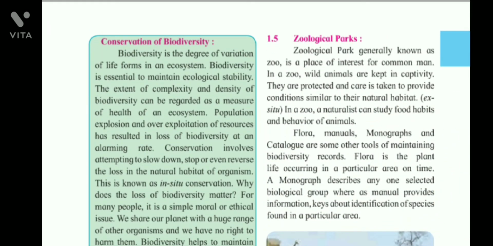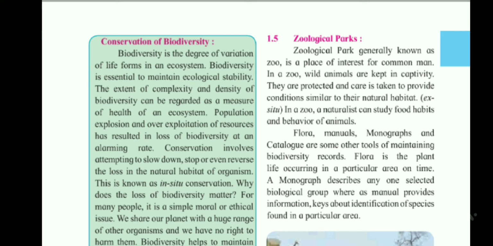1.5 Zoological parks. A zoological park, generally known as a zoo, is a place of interest for the common man. In a zoo, wild animals are kept in captivity. They are protected and care is taken to provide conditions similar to their natural habitat. Ex situ conservation. In a zoo, a naturalist can study food habits and behavior of animals.